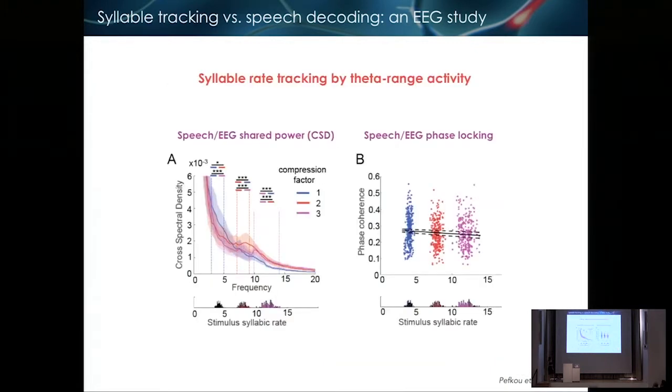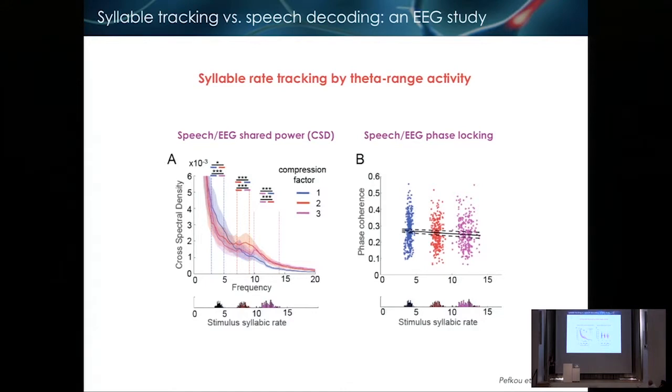First, we wanted to have a notion of syllable rate tracking by the theta range activity. And here we use 2 approaches. In both cases, it's speech-EEG cross-correlation, the basic notion, either with shared power or with phase locking. Here, what you see is compression by 1, 2, and 3. The blue line here is above the 2 others. Here, the red line is above the 2 others, and here the purple line is above the 2 others, meaning that we see some displacement of the theta rhythm to track the syllable rhythm. What is important is to see that it crosses this alpha slice, so that it goes past the alpha rhythm.